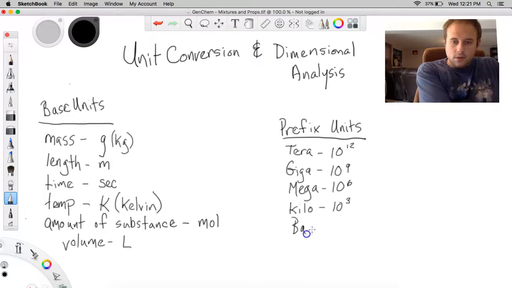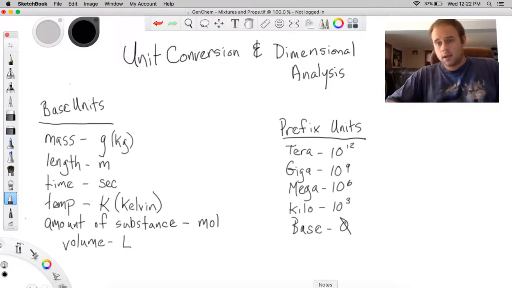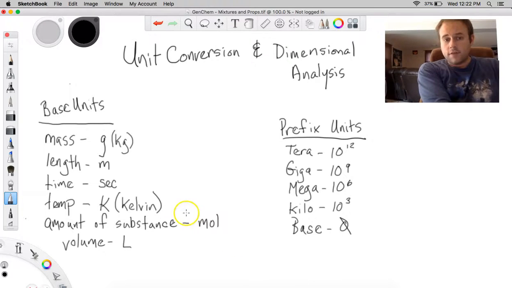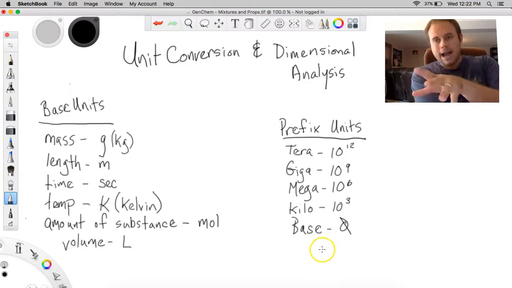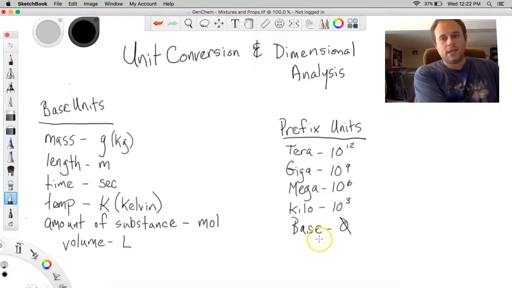Then we have base unit, which I'm just going to put a little null sign next to, okay? Because base unit is what we have over here. So we're adding the prefixes to the base unit, right? Base unit is meter, and then it's kilometer when you add the kilo prefix to it. So the prefix units are latched onto, they're different from the base unit. You could almost view them as an adjective. They're helping to describe or to give some clarity to the base unit, okay?